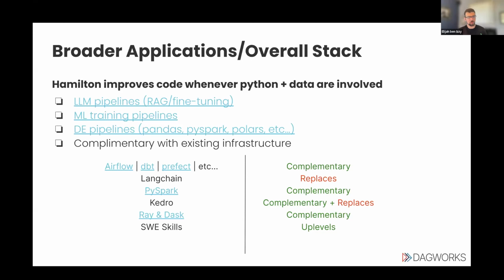And it's pretty complementary with most existing infrastructure. It's really a way of organizing your code and doesn't really care about how you run it. So if you've got Airflow, dbt, Prefect, Dagster, et cetera, it's complementary with that. It's a different way of doing chains in LangChain, although you can use them together nicely if you want. PySpark, it's complementary. We have a whole blog post and a whole integration about using PySpark. With Kedro, it's complementary to the structure, if you like the way that Kedro is organized, and it replaces the way that Kedro builds DAGs.